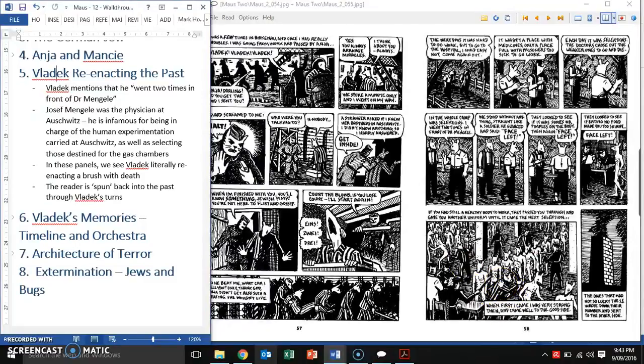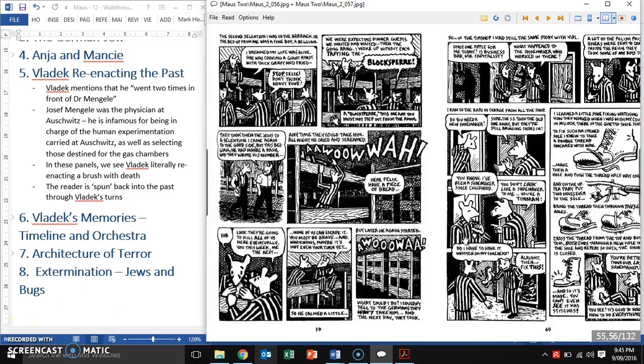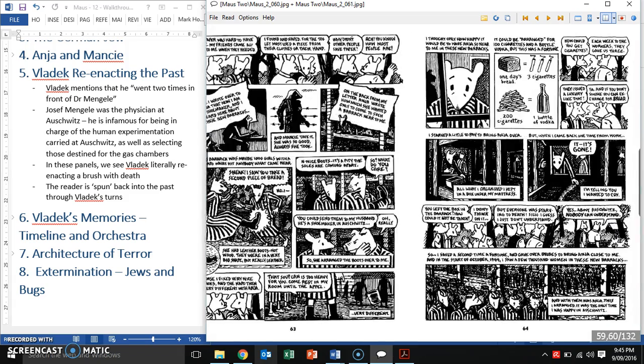Now, Vladek's brush with death is really put in perspective by this corner panel. What we're seeing here are the ones that had not so lucky. The SS wrote down their number and sent them to the other side. Okay, so these are the ones that left Auschwitz through the chimneys, the ones that were murdered there. So let's move on to a little bit further on in the chapter.